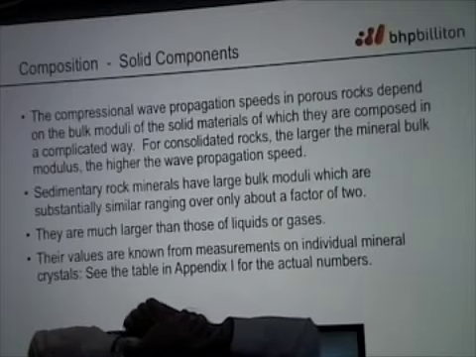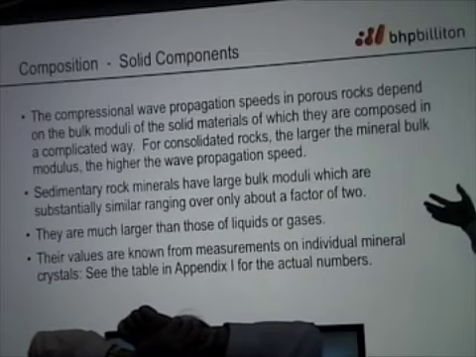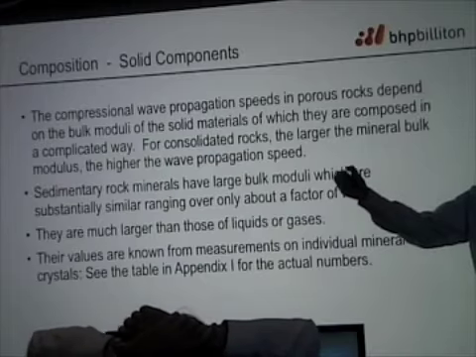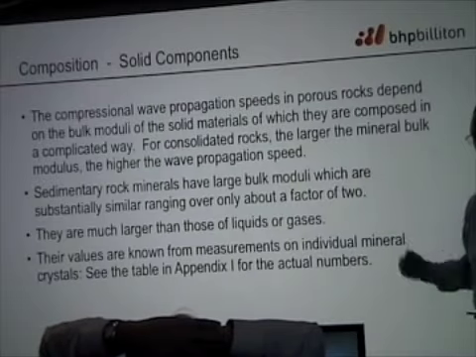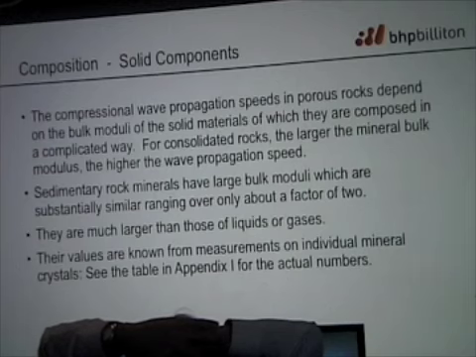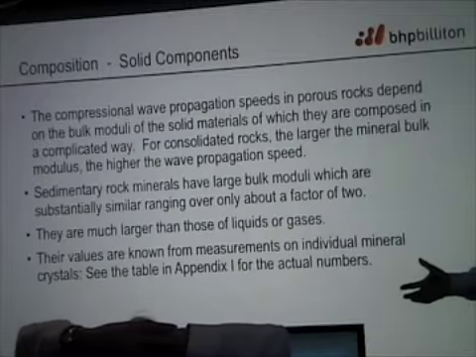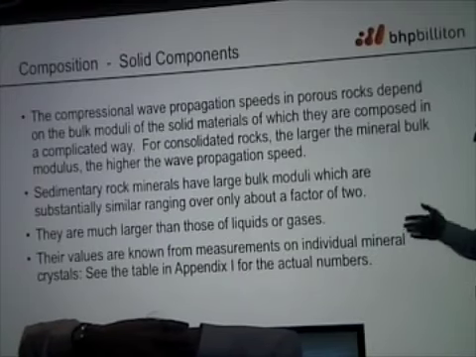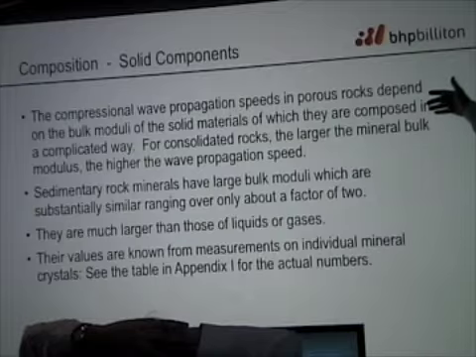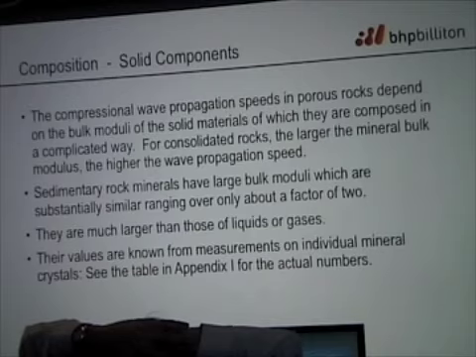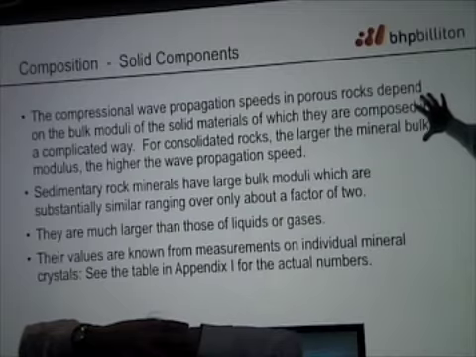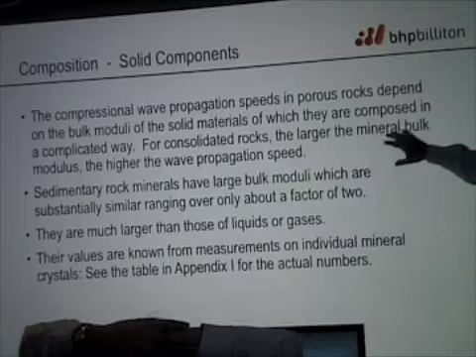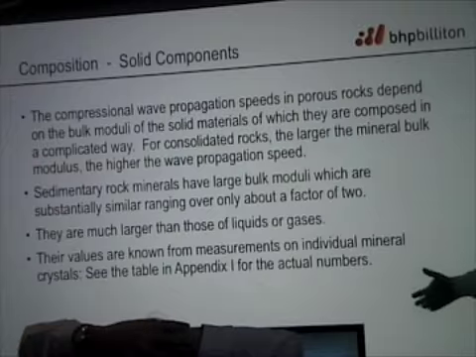So one might think that since the velocities are dependent upon the spring constant, the volumetric spring constant, the stiffness of the rock, the bulk modulus of the material, it's going to depend on the bulk modulus of the material out of which the rock is composed. And the bulk moduli of those materials are of fluids and of solids. So I'm going to start with solids, and I'm simply going to state that it's complex, but in general, particularly for consolidated rocks, the larger the mineral bulk modulus, the higher the wave propagation speed. That's not hard to understand.